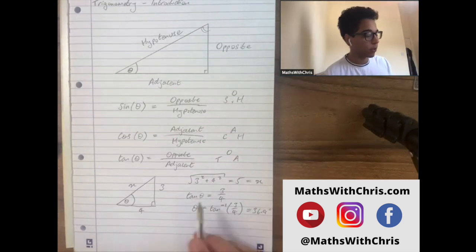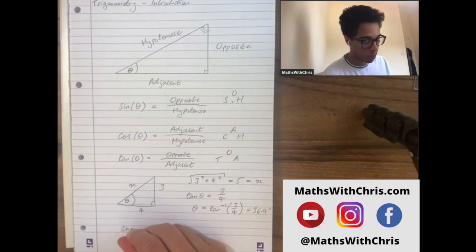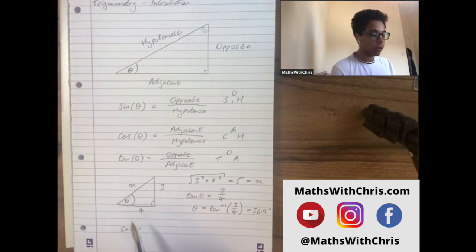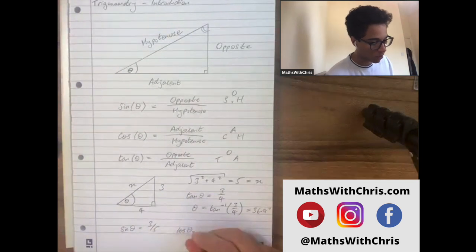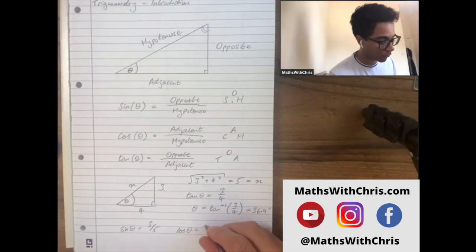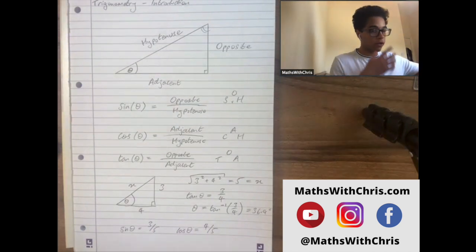Also, because we now know this is 5, we can say that sine theta is opposite over hypotenuse, so that's 3/5, and cos theta is adjacent over hypotenuse, so 4/5. So that's an introduction to trig functions.